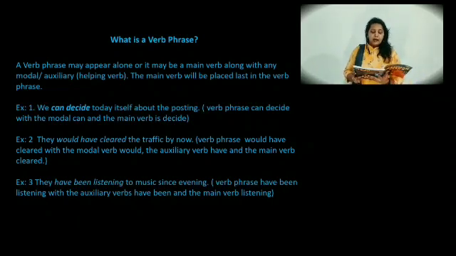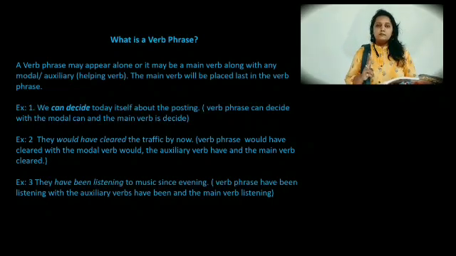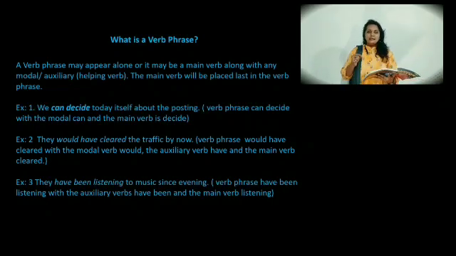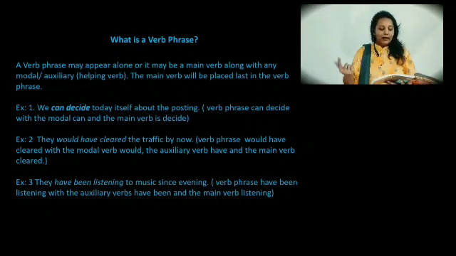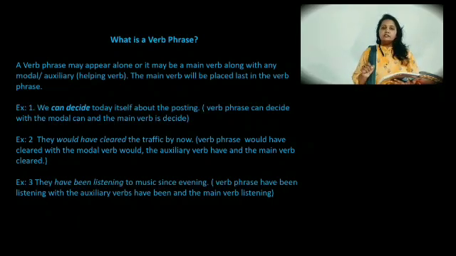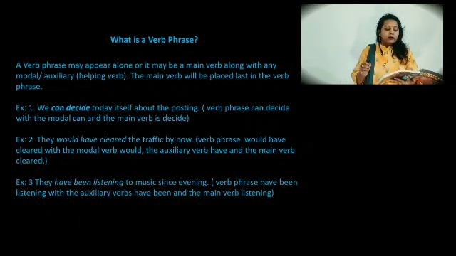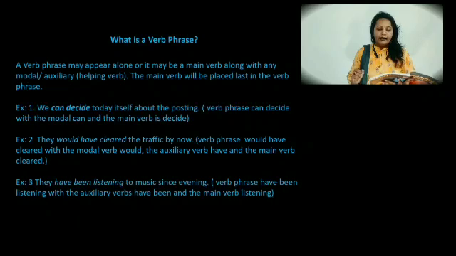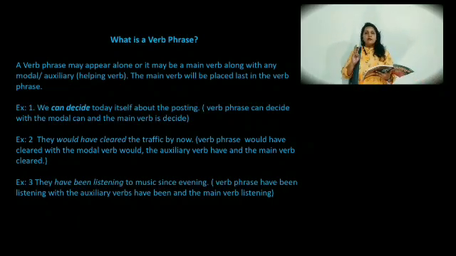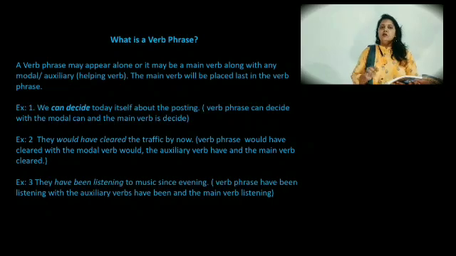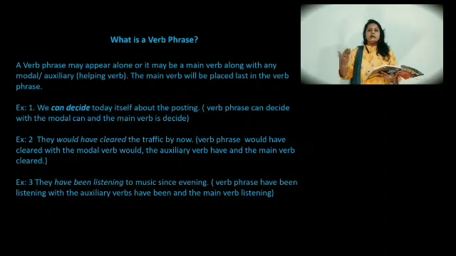Let's see an example. "We can decide today itself about the posting." Here we have two verbs, "can decide." Can is an auxiliary, a modal verb, and decide is the main verb. So the verb phrase is "can decide." Next example: "They would have cleared the traffic by now." Here we have three verbs, "would have cleared." Would and have are the helping verbs, and cleared is the main verb.